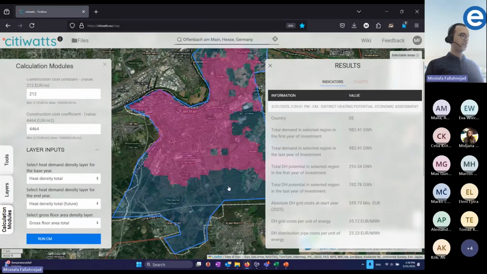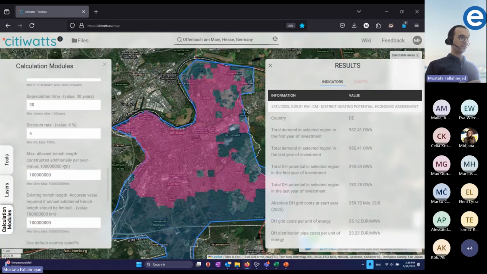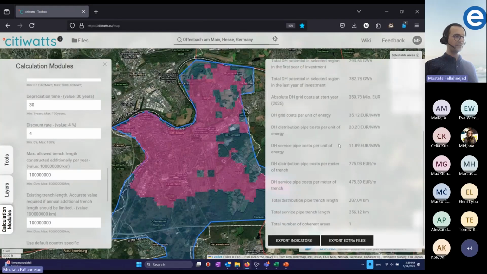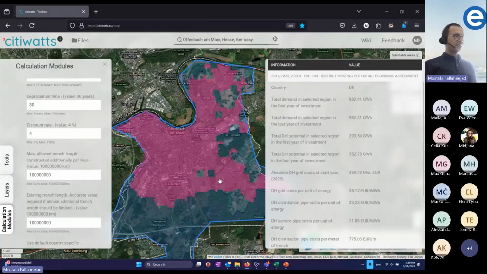Right, calculation finished. So here I see in magenta the extent of the regions which have been fulfilling the provided conditions. So basically it's a calculation on greenfield. And these regions fulfill the conditions that I have defined here. And there is a set of indicators here. I can see total demand in selected regions. In the base year and in the last year it's the same, because I used the same layer for the base layer and also for the last year.